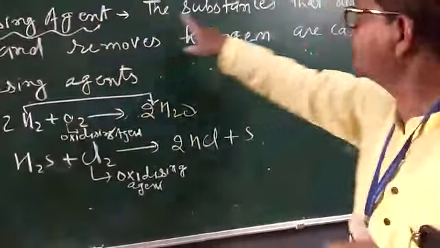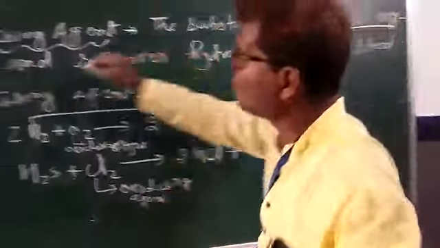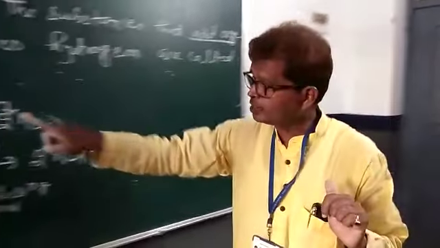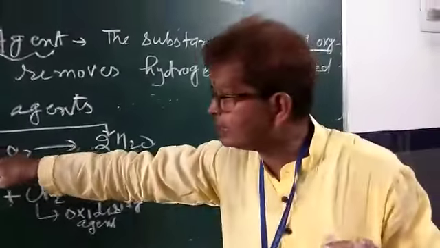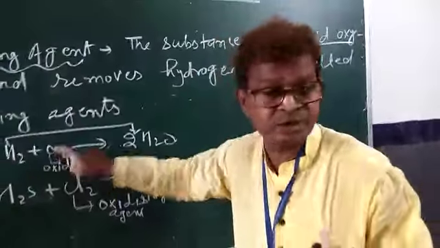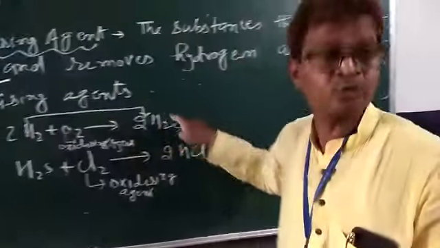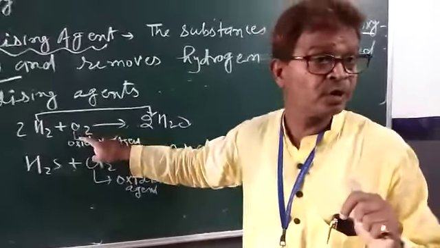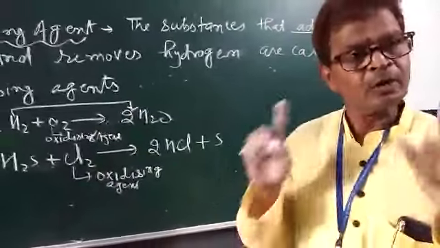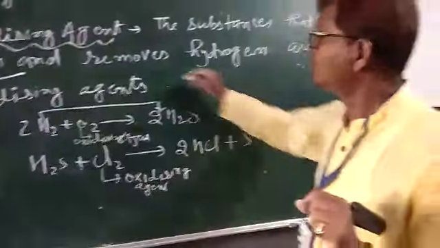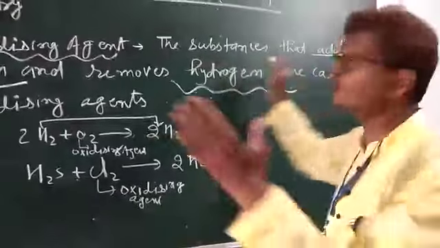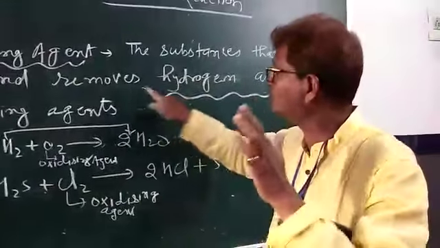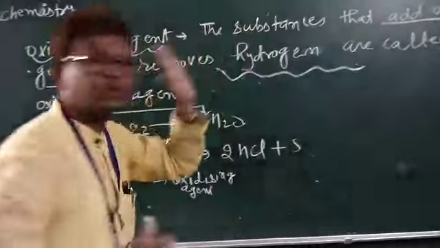Just try to understand. According to the definition, addition of oxygen. In the first reaction, oxygen is added to hydrogen to obtain water. So this substance will be the oxidizing agent. According to the second part of the definition, the substance which removes hydrogen. See the second example.